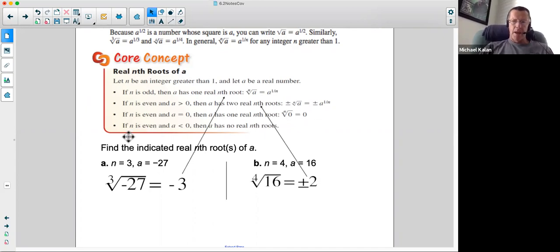All right. Fourth example. What if n is even again, so like a second root, fourth root, sixth root, and a is less than 0, meaning it's a negative number? Can you take the square root of a negative? We saw we could do a cube root, because if we multiply 3 negatives together, we get a negative. But can you multiply a negative number an even number of times and get a positive? No, any even number is not going to work. So that would be no real roots.